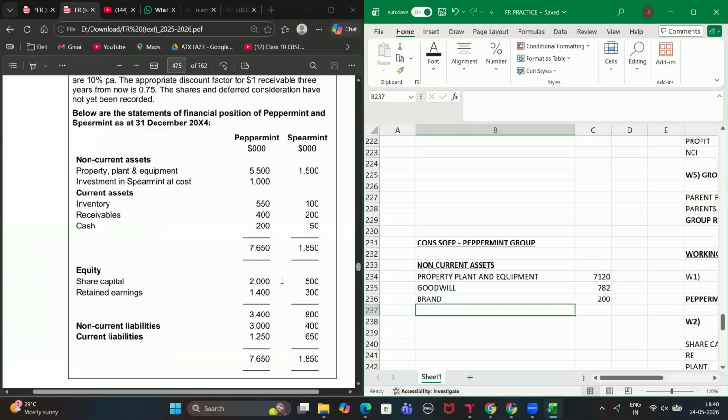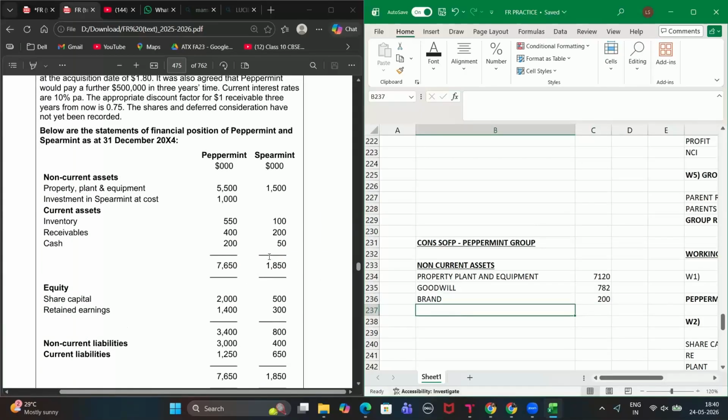Is there anything else? See, current assets are there, right? What all are there in current assets? Tell me. We have inventory. We have receivables. And what else do we have? We have cash.